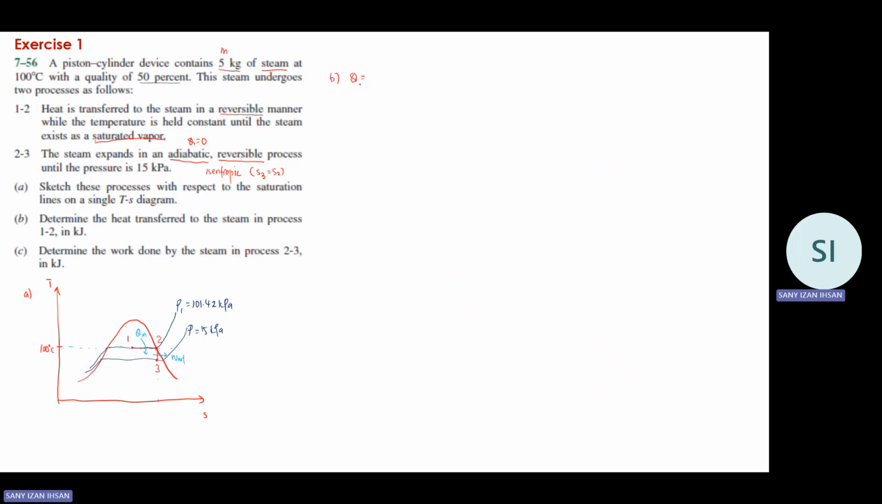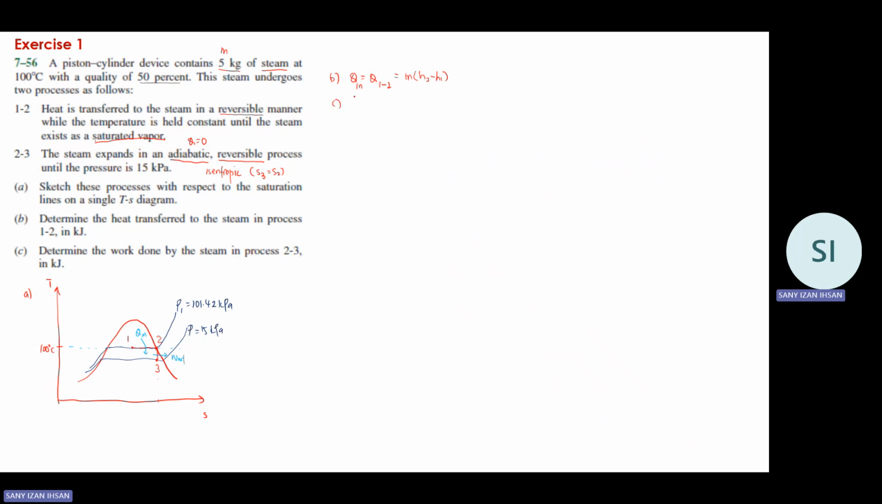B, heat transfer to the steam. We know that Q in this case is nothing but Q 1 to 2 in terms of the process, if you want to indicate the direction. And it will simply be given by the mass times H2 minus H1, that would give you the heat transfer to the system. Why H? Why not U? Because we have a piston cylinder, we would expect as we add on the Q, with pressure constant, the piston to rise. So the volume will increase, so we're going to have the boundary work there.